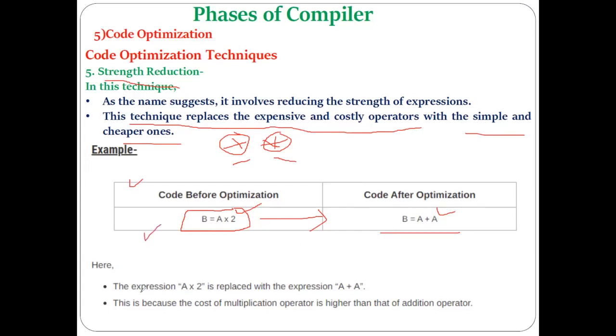So in this, the expression a into 2 is replaced with the expression a plus a. This is because the cost of the multiplication operator is higher than the cost of the addition operator, and that is called strength reduction. This can be done only if it is possible, and it can be done by the compiler, and all these techniques are considered as code optimization techniques.